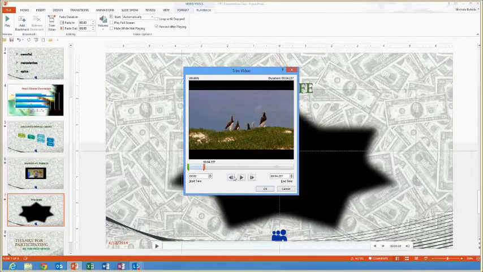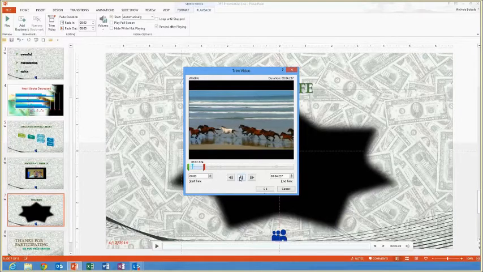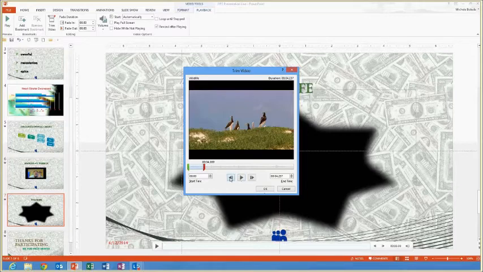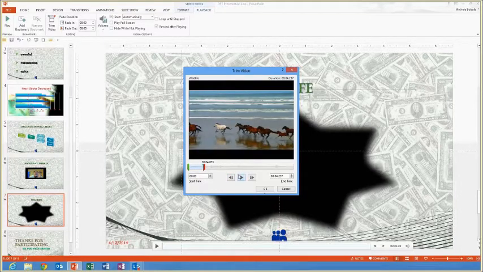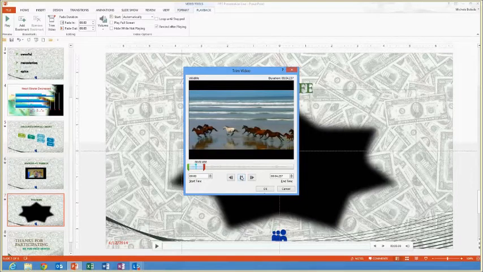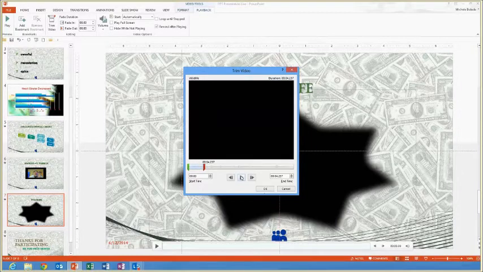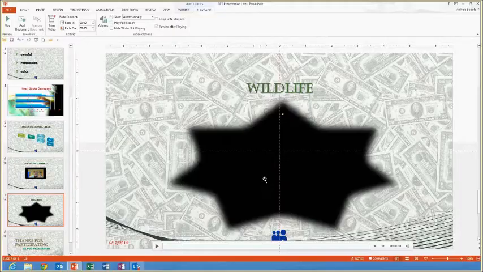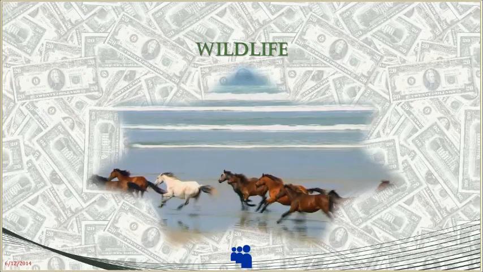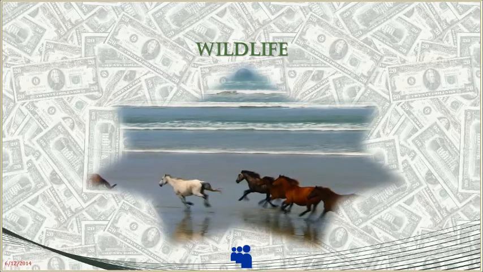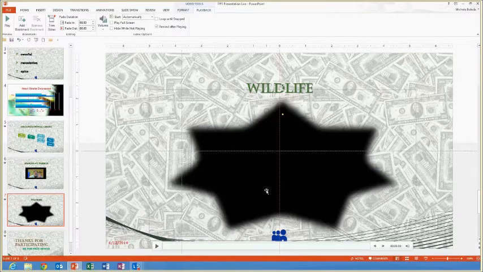So as I play it, now that might be a little bit too much. So I can take this back a little bit and say, okay, now try it. Maybe a little more. All right. So if I do Shift F5, it plays that part of the video that I want. So I trimmed it. I have it set to play automatically when it gets to that slide. And so that's my video.